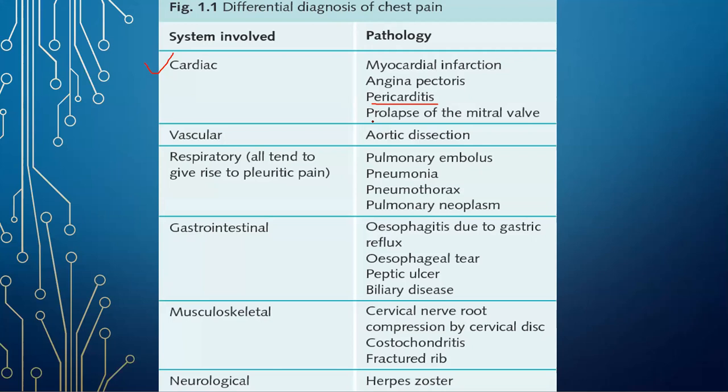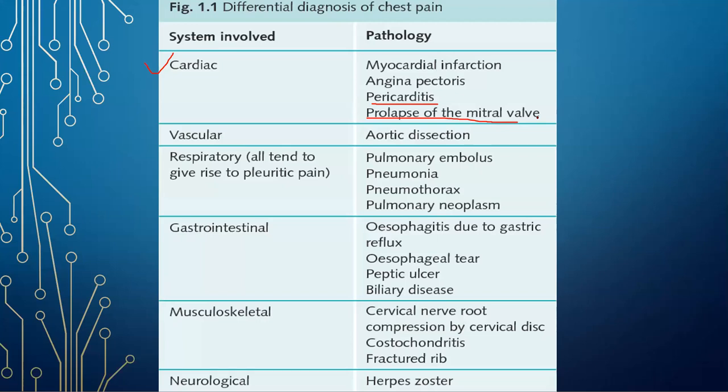In a 40-year-old woman coming to you with occasional chest pain, and you get a murmur with a systolic click, that's your prolapse of the mitral valve. We'll go through this, just giving you some basic idea. Then you should think about prolapse of the mitral valve.